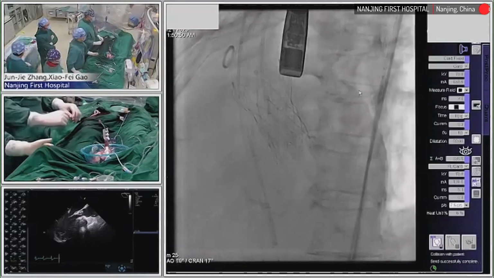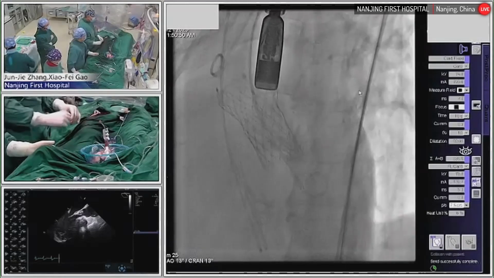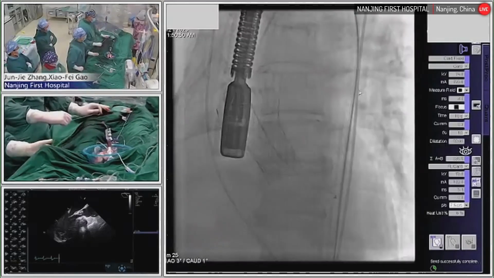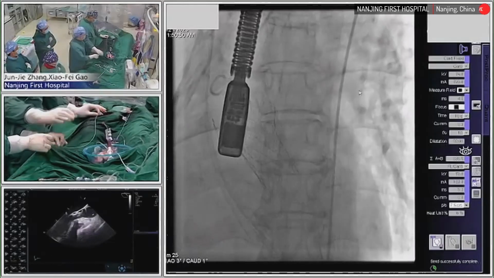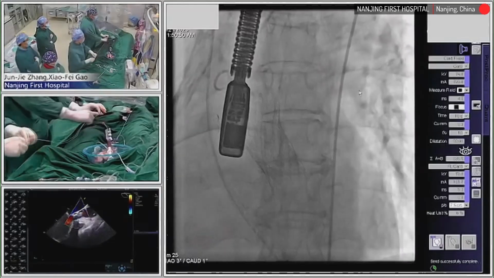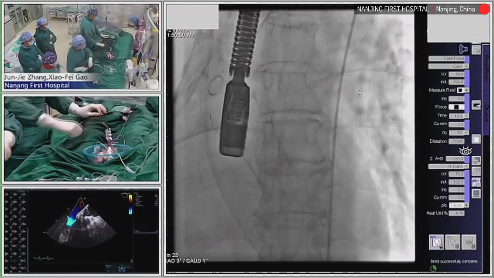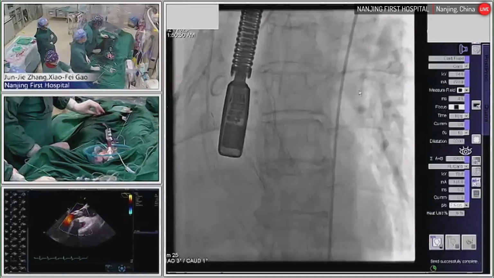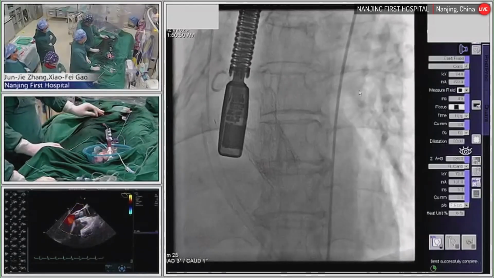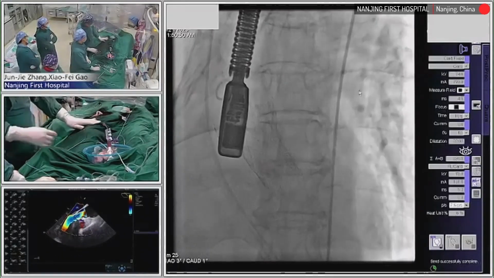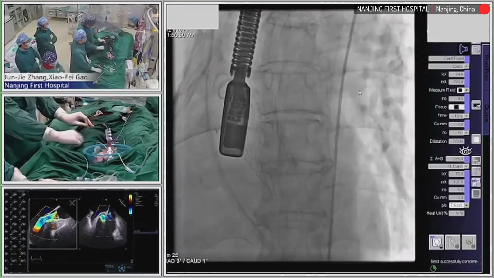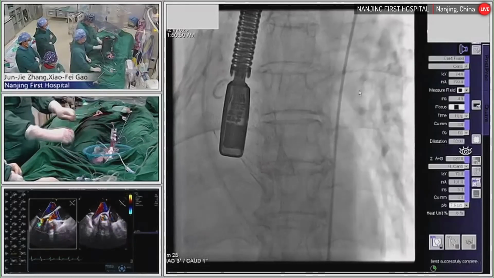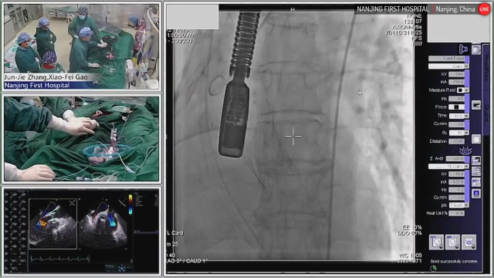So now we will pull out the pigtail from the LV, and we will try to remove the sheath with a blue light. There's no regurgitation? Yes. Okay, good. You can see from the echo there is no regurgitation. So Dr. Kong will do the remaining step to suture the puncture site of the left femoral. Dr. Kong.